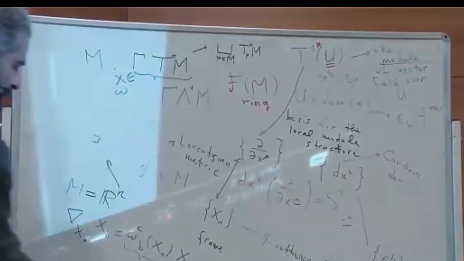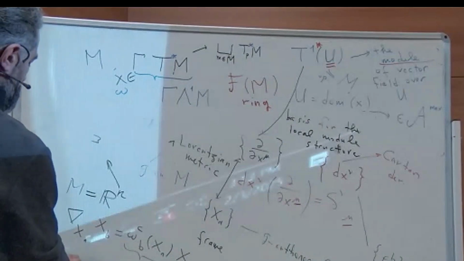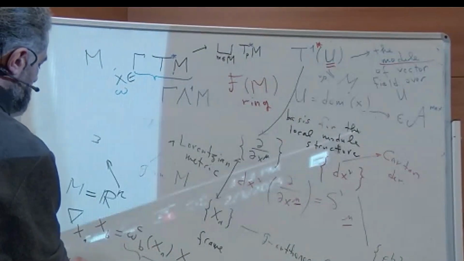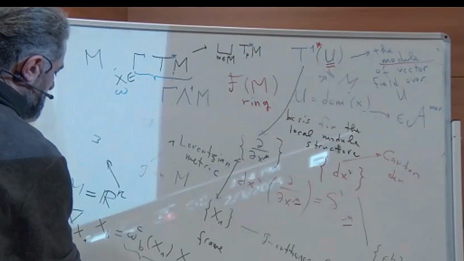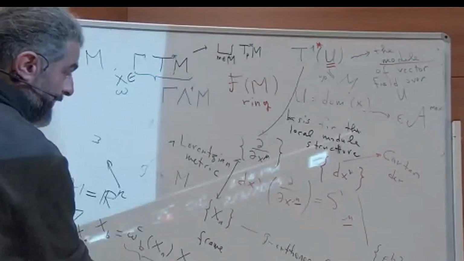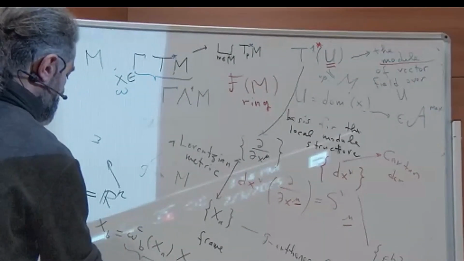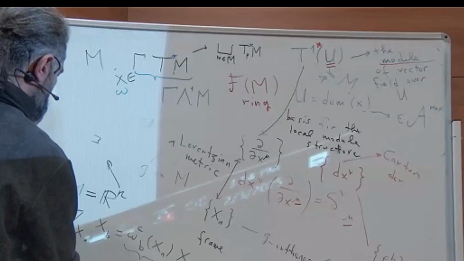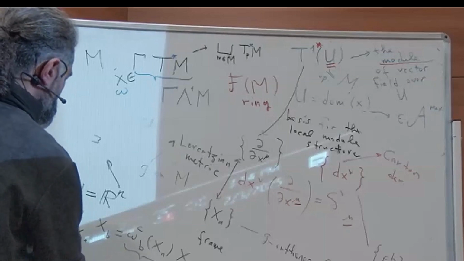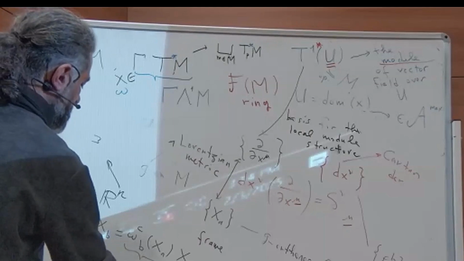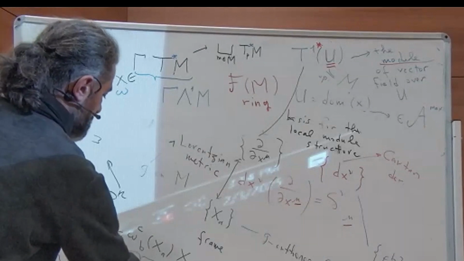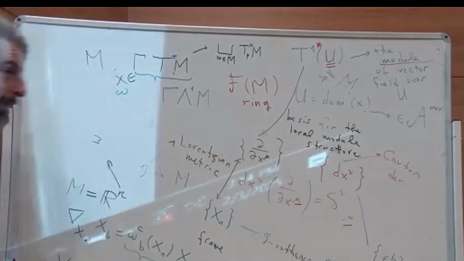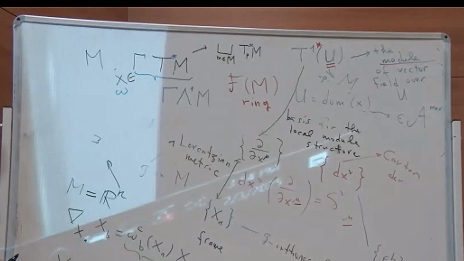So Y is a vector field and is parallel. This is a definition. If del_X Y is 0 for every vector field X on M, this is called a parallel vector.